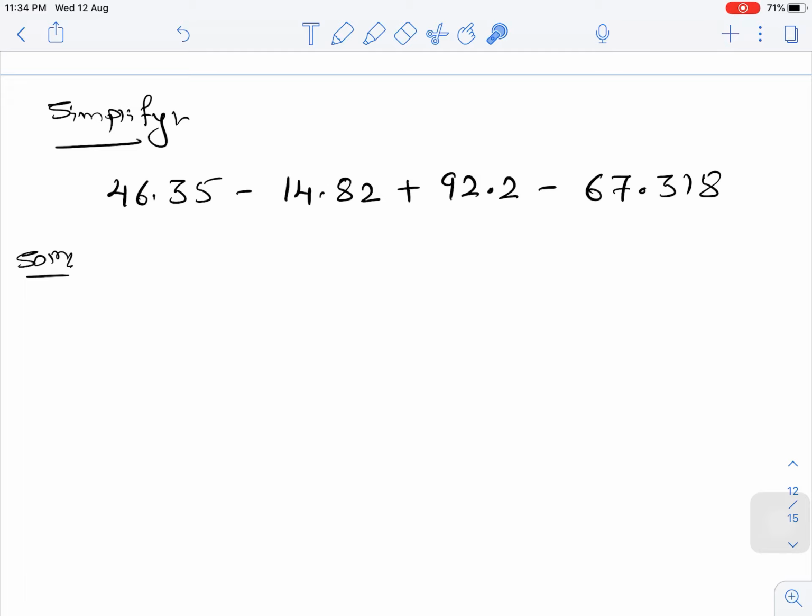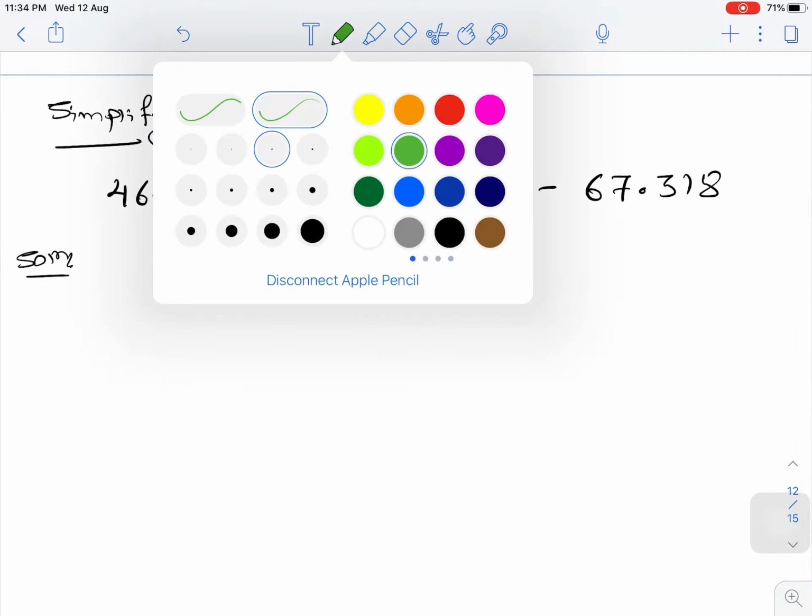So here after the decimal 2 digits are there, here also 2, but here 1 is there, and here 3 digits are there. So what we are going to do, first we are going to make all of these like decimals. How to make them like? Which is the number with more decimal places? This is the number, so it is having 3 decimals, we'll make the others also with 3 decimals, okay.